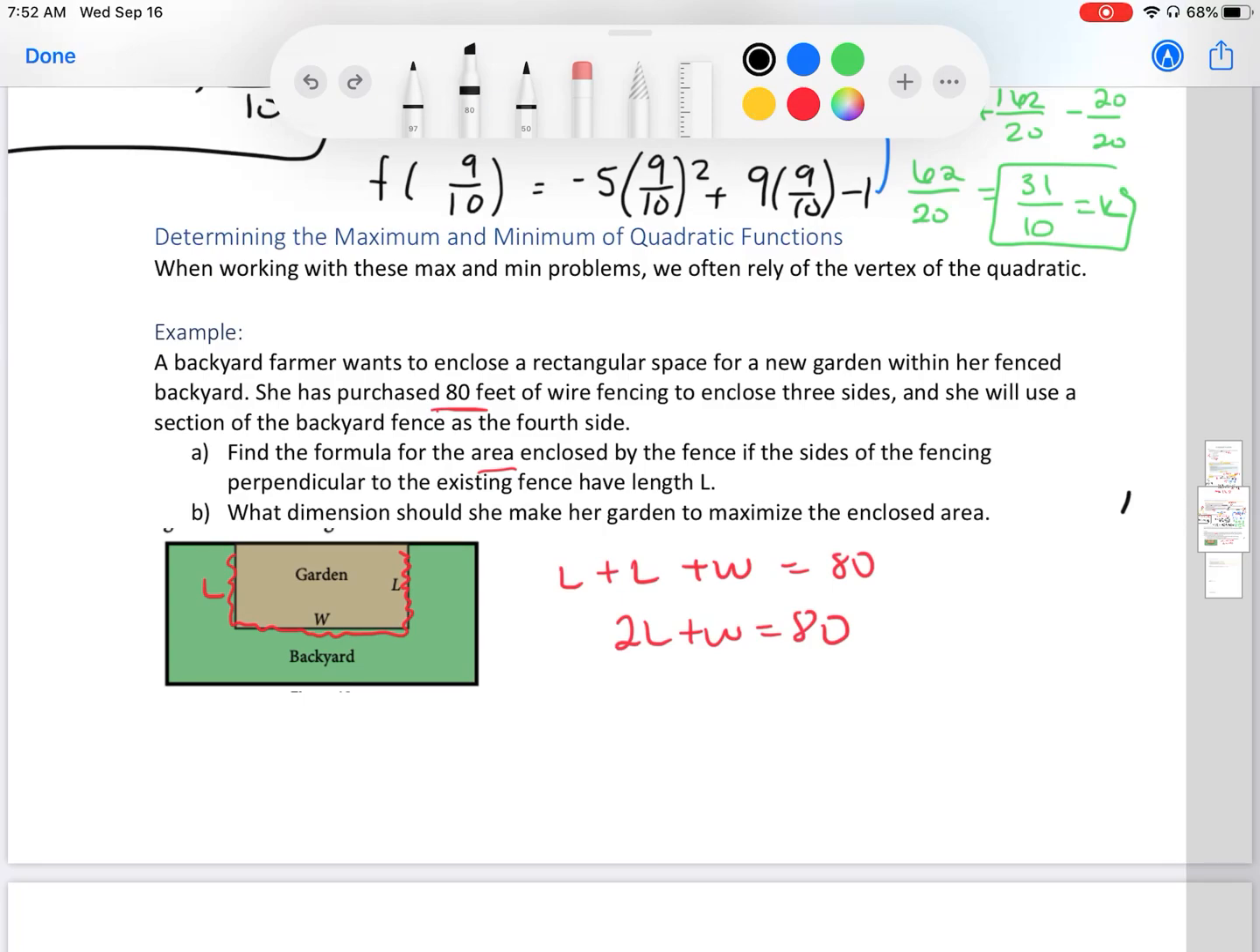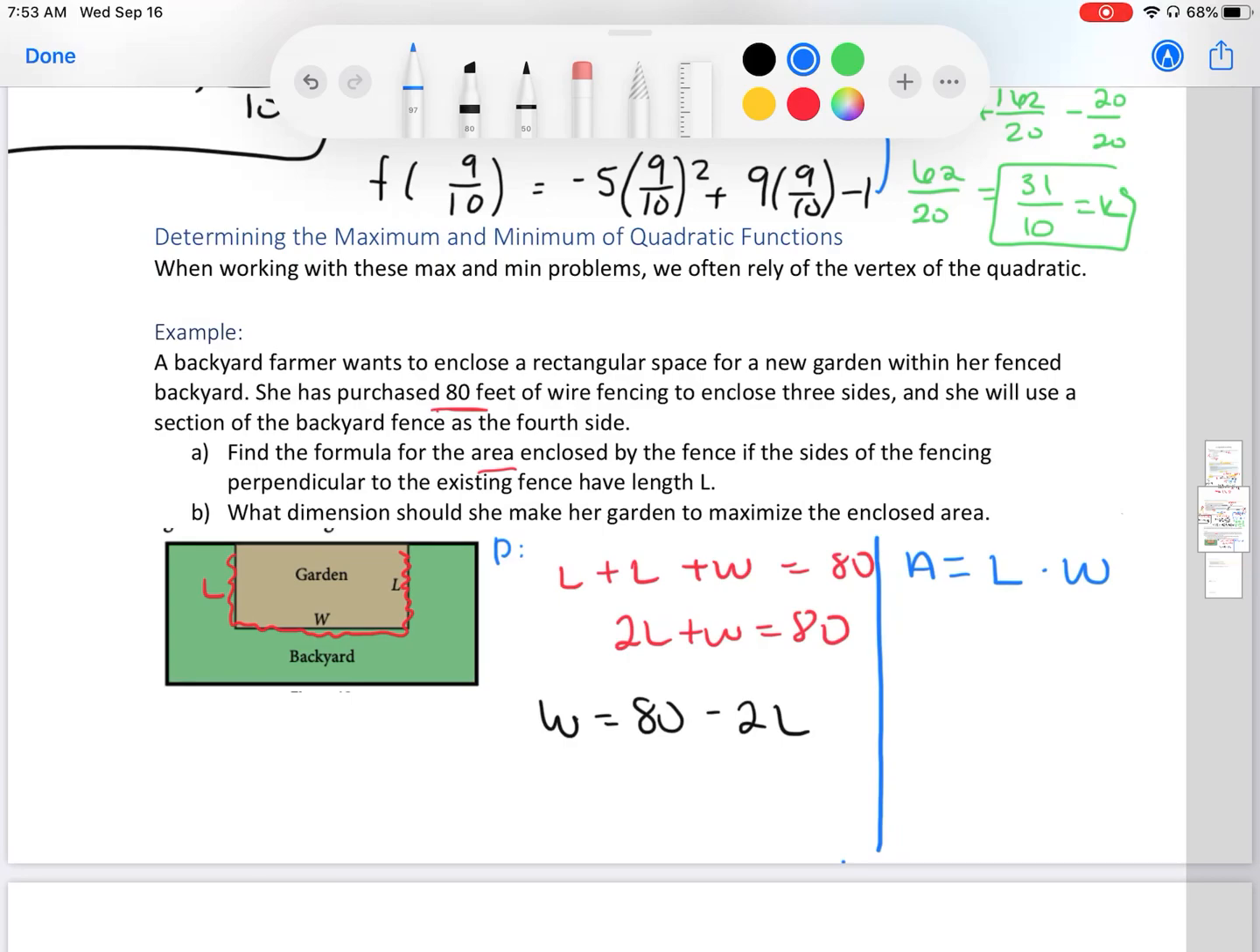If I solve for W, that would give me W is equal to 80, and I subtract 2L from both sides, 2L. Now I can use this within our other formula that we know for area. Now area is made up of length times width, right? This was our perimeter, which was the sum of all sides.